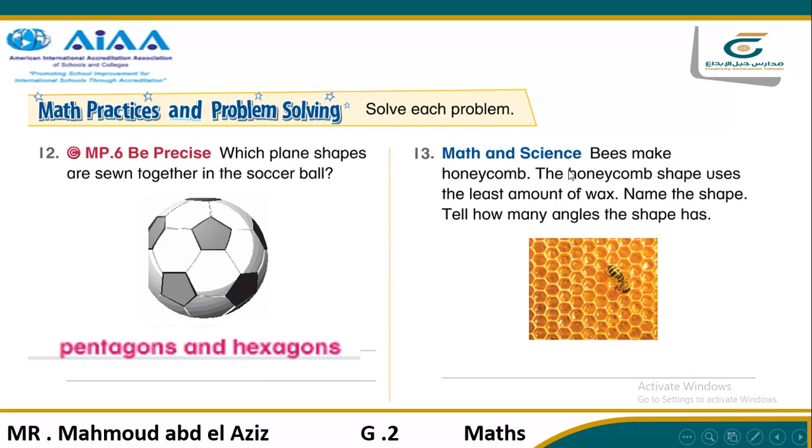Another question here. Bees make honeycomb. The honeycomb shape uses the least amount of wax. Name the shape and tell how many angles the shape has. Look at this one here. What is its shape? Let's count the angles. That's 1, 2, 3, 4, 5, and 6. So what's the name of it? Excellent. It's a hexagon. And you know a hexagon has how many angles? 6 angles. So any hexagon has 6 angles.